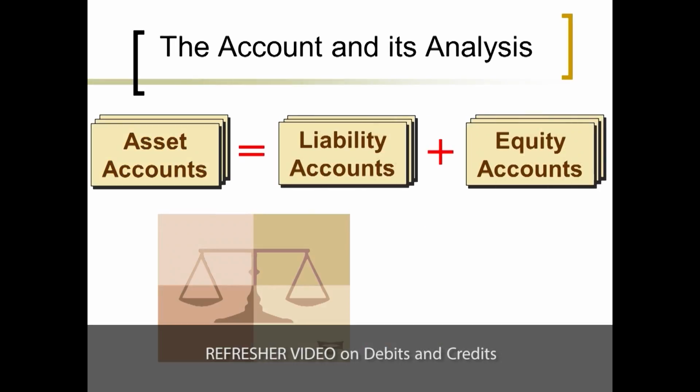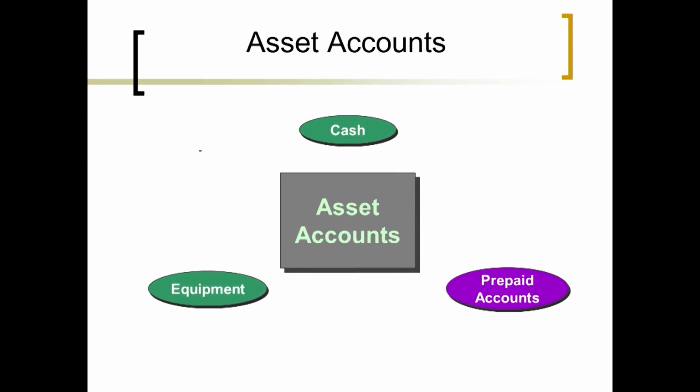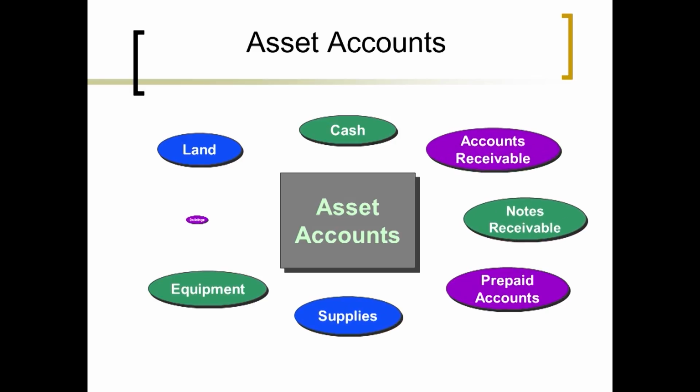Now we know that assets equals liabilities plus owner's equity, right? That's review. Let's talk about assets. Assets are those resources that you own. The ones that are on the screen, I think we have talked about all of those except for maybe prepaid accounts. Prepaid accounts are assets.